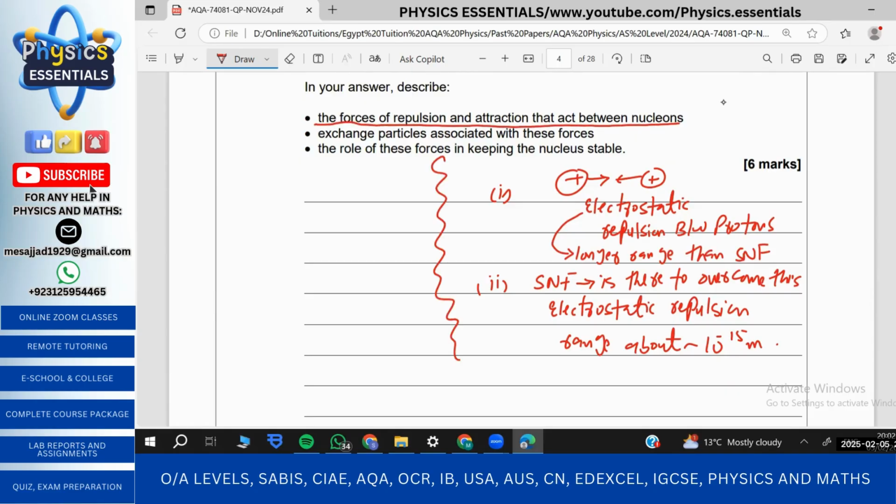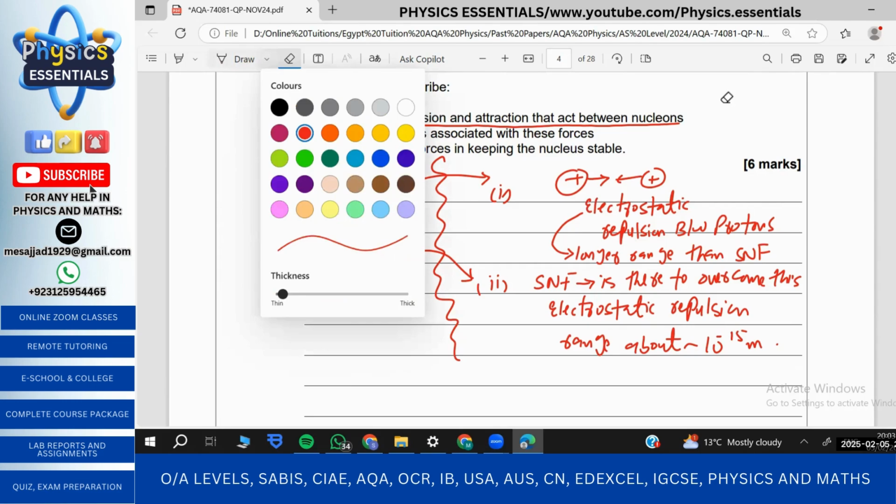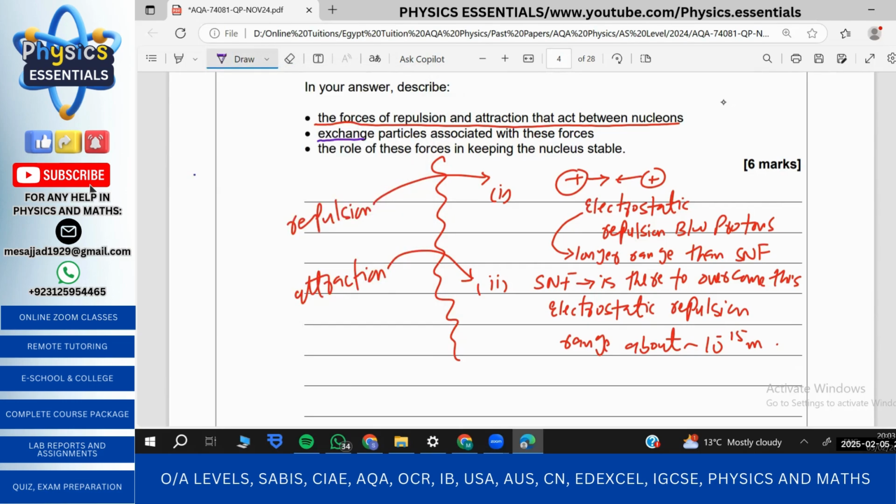So these are the forces, repulsion, okay, and attraction. Well, SNF can be attractive and can be repulsive, but here we will just say that it is an attractive force just to overcome the repulsion of the electrostatic force, okay? Now, exchange particles associated with these forces. So let's talk about that in a different color, okay?